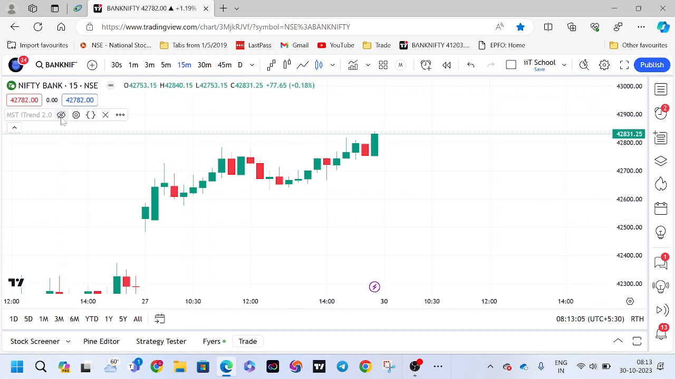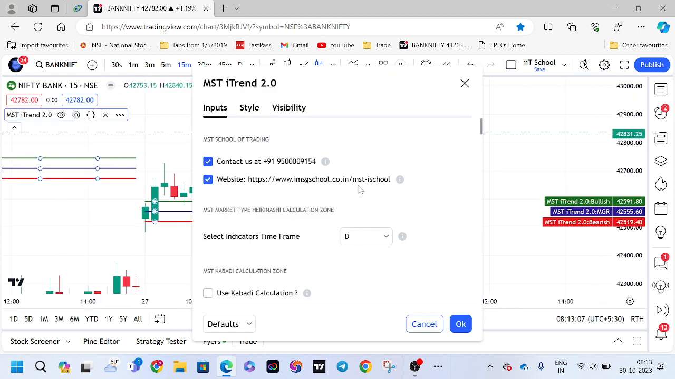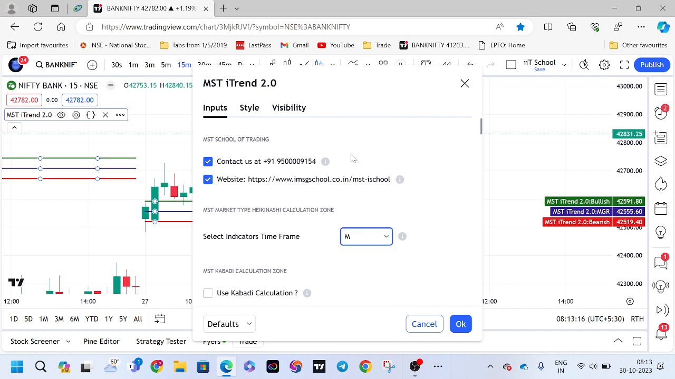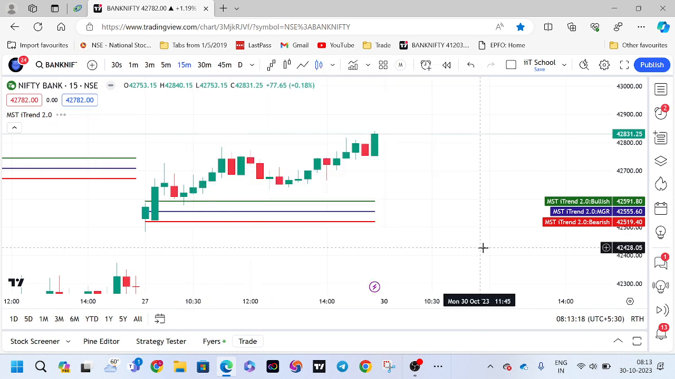So here we have given many methods. By default it will be in a day time frame. If you want to trade based on a higher time frame like monthly or weekly, that also you can keep.